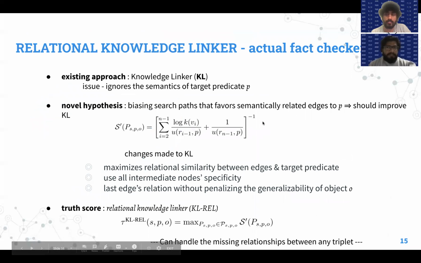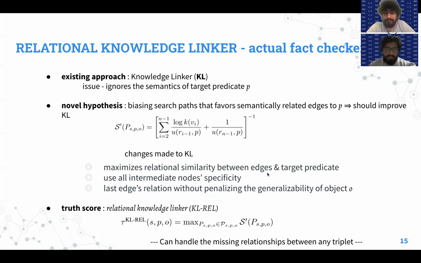So now that we have defined the knowledge stream, we are moving towards fact checking. The existing fact checker is called knowledge linker, but in their work they primarily ignore the semantics of the predicate in their path. So the authors of the relational knowledge linker formulated a different specificity from the existing knowledge stream specificity by incorporating three changes.